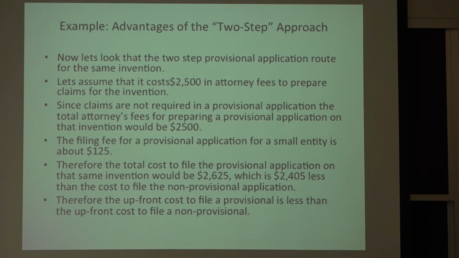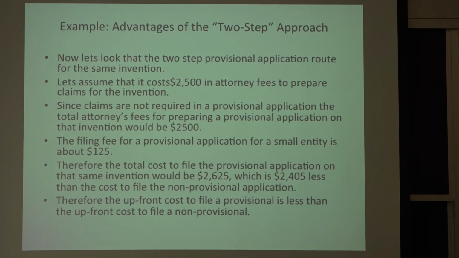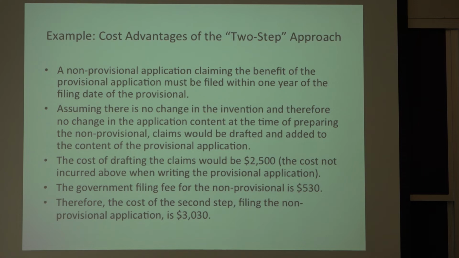So the filing fee for a provisional application, for a mom and pop entity, is about a fifth of what it costs for a non-provisional: $125. So therefore, the total cost to do a provisional application is $2,500 for the attorney to write everything but the claims, and another $125 for the filing fee. So it's $2,625 versus $5,530. So you save money going the provisional route, at least initially. So the upfront cost is about half.